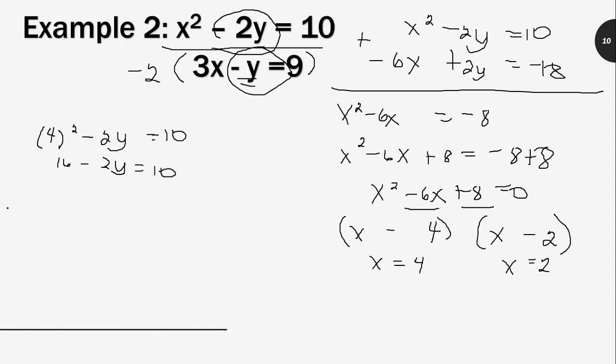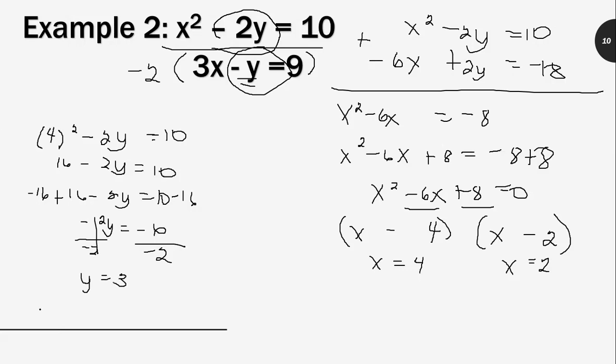Para 2y lang matira dyan, we have to add both side by negative 16. 2y is equals to 10 minus 16. Negative 16 plus 16, 0. And then 2y is equals to 10 minus 16, negative 6. And then divide both side by negative 2. Y is equals to positive 3.